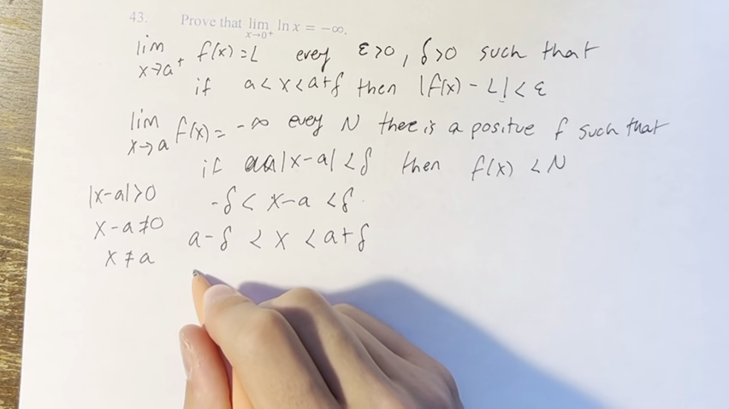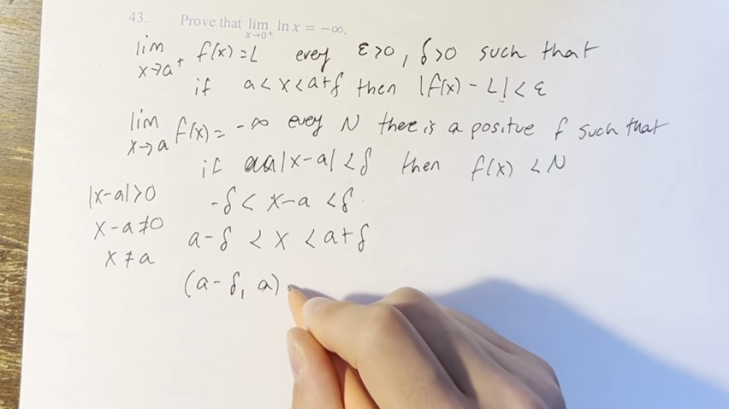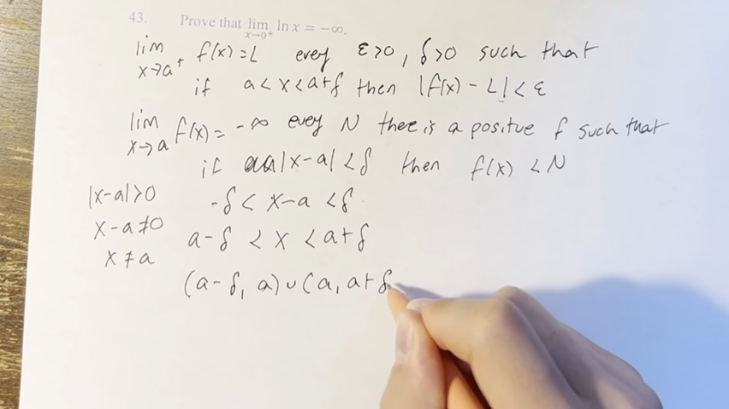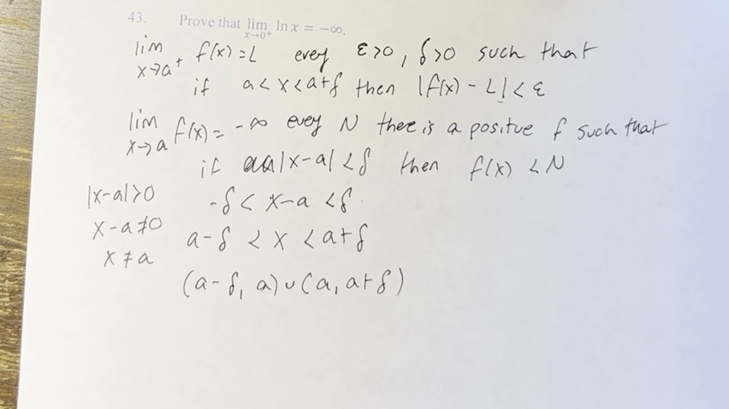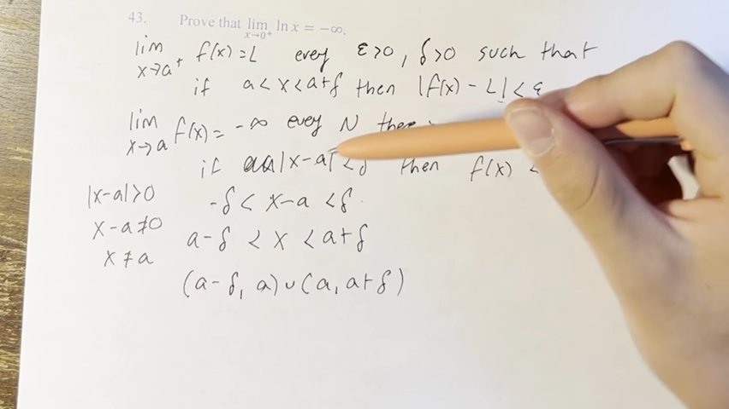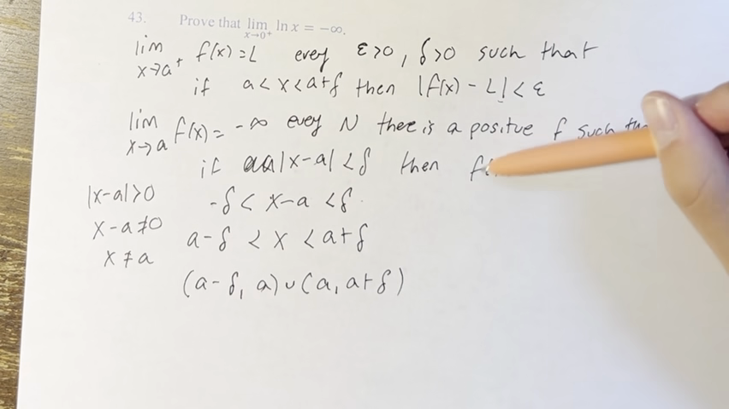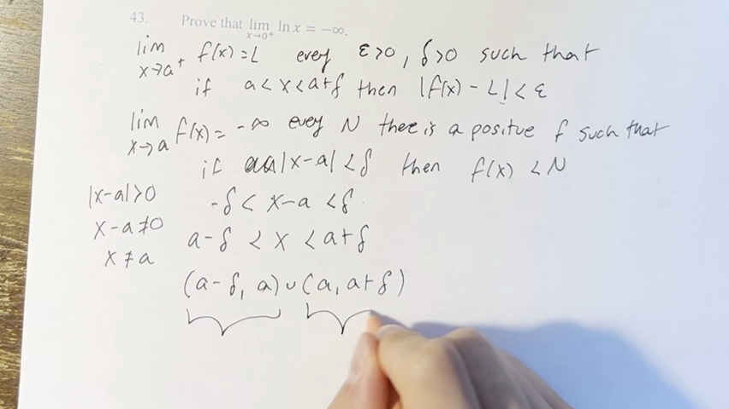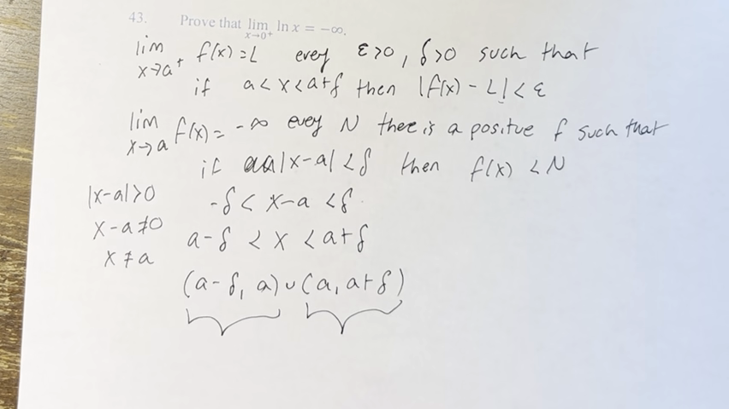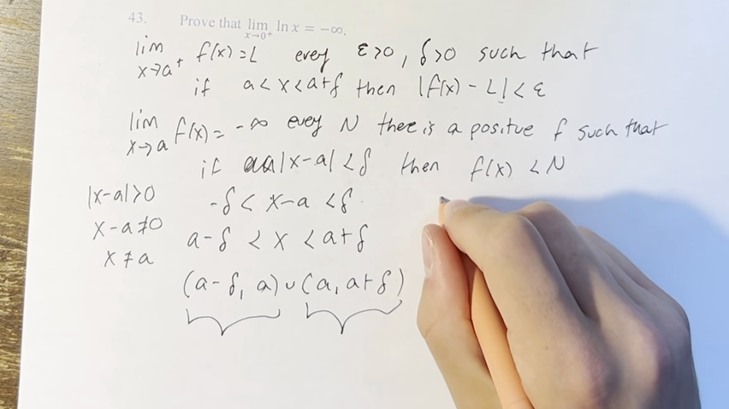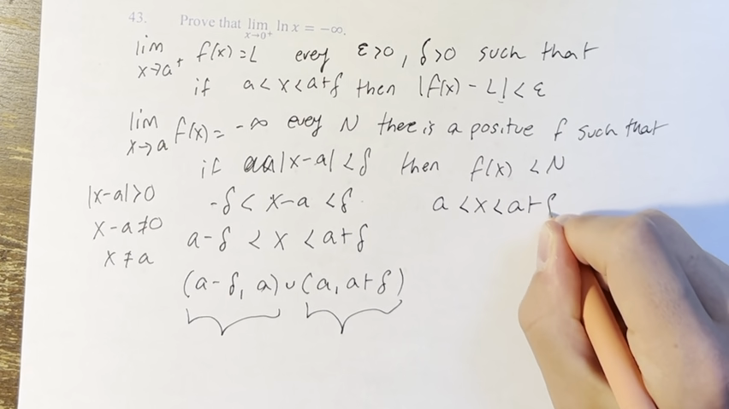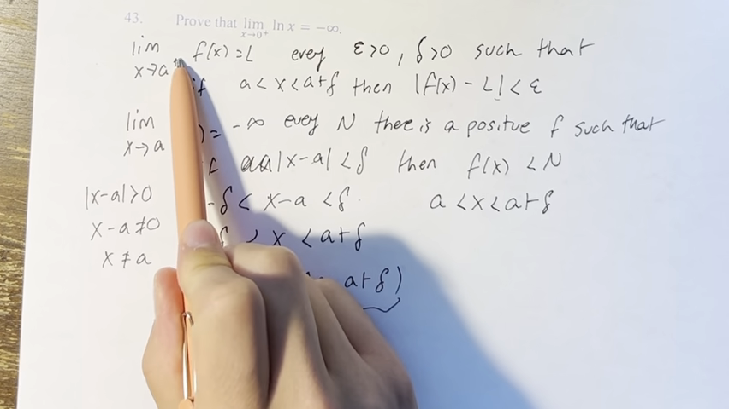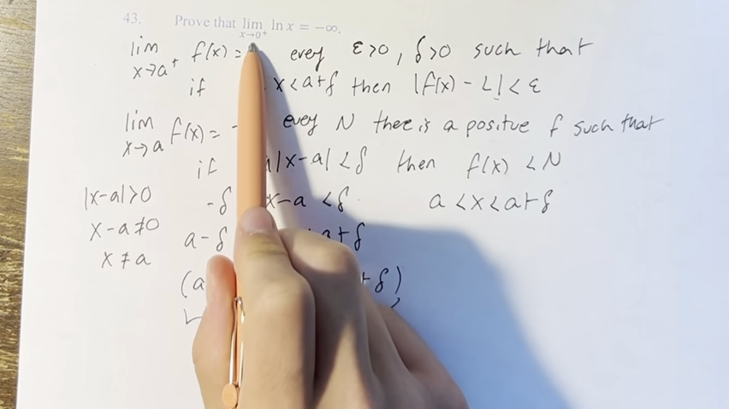So we can see this as a minus delta up to a, not inclusive, and then from a to a plus delta. And what this is basically saying is that if this is true over this range and this range, then this is true. And we can think of this as the left-hand limit and this as the right-hand limit. Therefore, if we're only looking at the right-hand limit, we only have to look between a and a plus delta. So a is less than x is less than a plus delta, which we can see here with the right-hand limit of a normal limit.